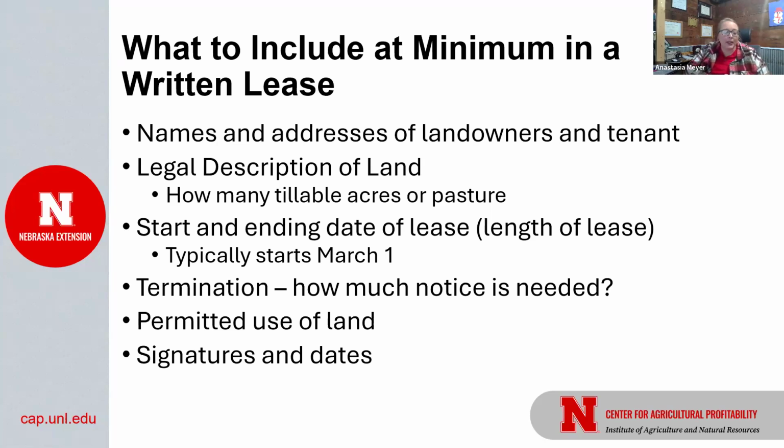I also like to have how termination is going to be given, if it needs to be given. I have more on that on the next slide. But how much notice do you need to give? Is it no notice? Is it 6 months notice? What do you need? And then what is the permitted use of the land? Is it farming? Is it logging every single tree? Is it converting your farm ground to pasture? What is that permitted use of the land that you want to give the tenant control over? And then, as well as your signatures and dates.